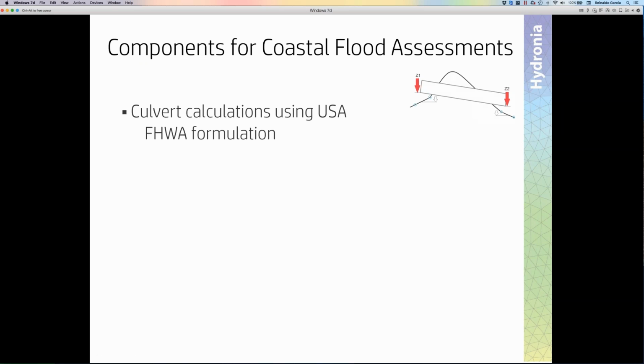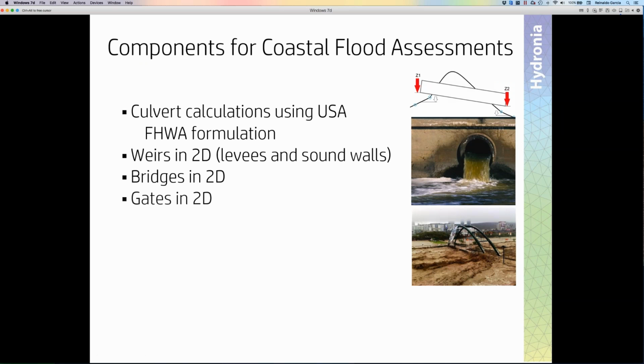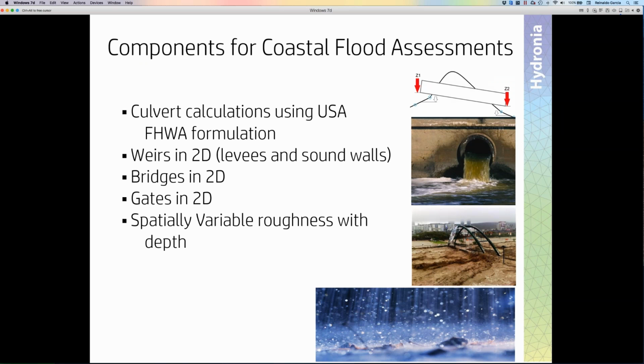Other components for coastal flood assessment: culverts, you can have culverts, weirs in 2D, bridges, gates, and especially variable roughness with depth. This is sometimes useful for vegetated areas and coastal areas that have vegetation that can improve the resilience of the area to flooding.